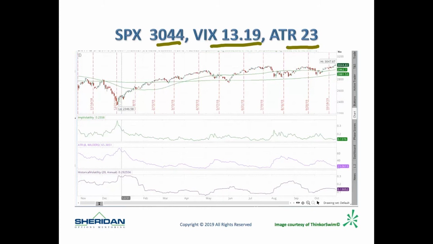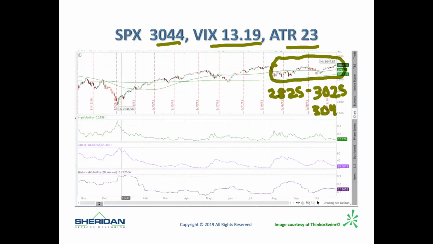So if we just look at this period from the beginning of August, September, October, this last 3 months in the SPX, the range has been roughly 28.25 to 30.25. And just in the last couple of days, we've broken out of this range to the upside, and now we're at 30.47.